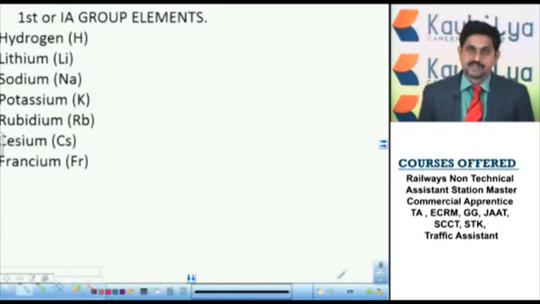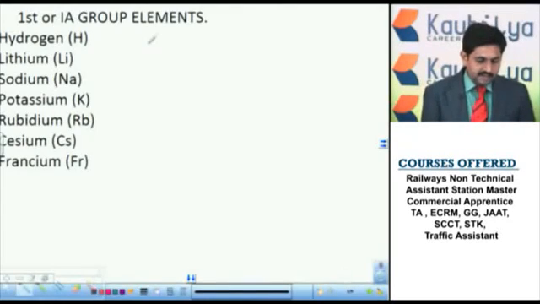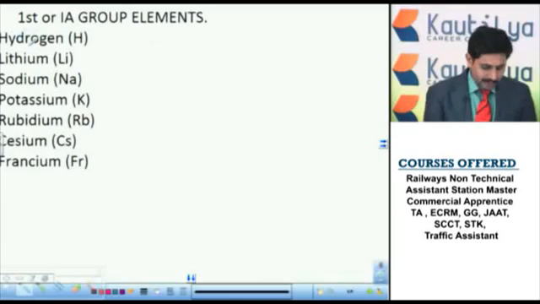Along with that, we discussed the zero group elements also. Now we'll start the remaining groups of elements, the first group, second group, and so on. Particularly, we are discussing the S block and the P block elements. Now, the first thing, the first group elements.